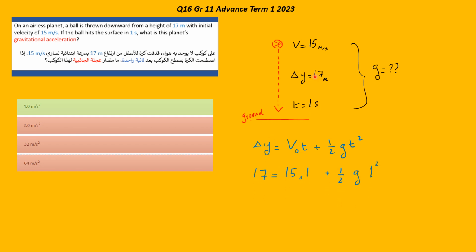Delta y is given: 17 equals 15, the initial velocity, multiplied by time, 1 second, plus half gt squared. Then you arrange the equation and the gravity will be equal to 4 meters per second squared on that planet.